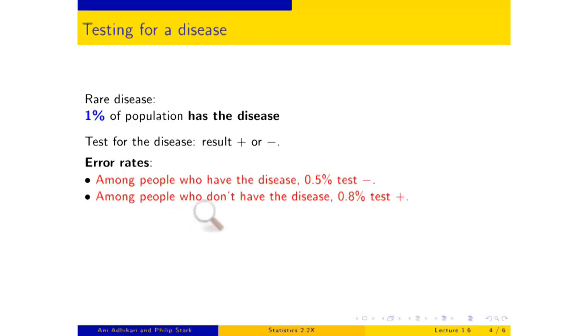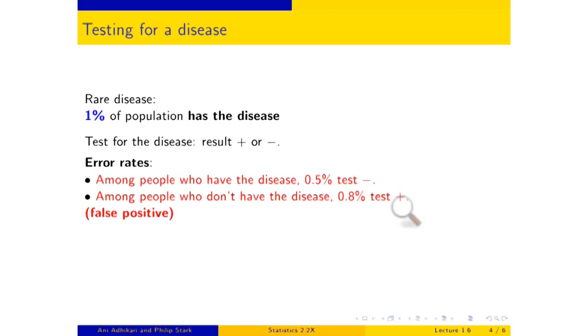And among people who don't have the disease, 0.8 of 1% test positive. So they get their result back, and it's positive, but they don't actually have the disease. And that is called a false positive. So there are two kinds of errors, and they are distinct. And most tests make both of them to some extent.